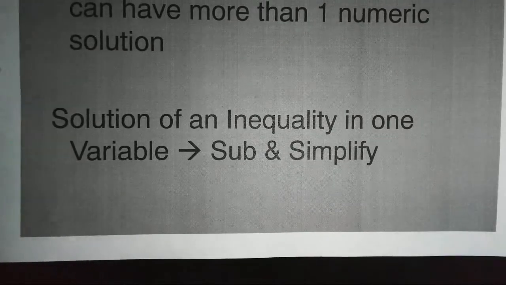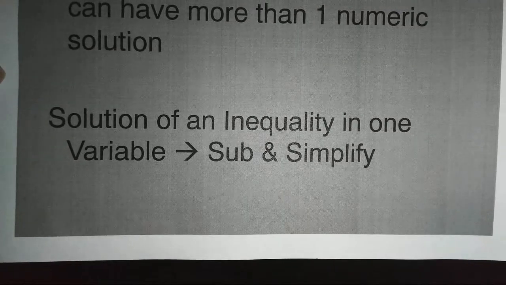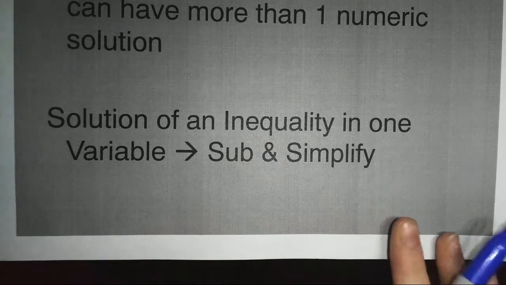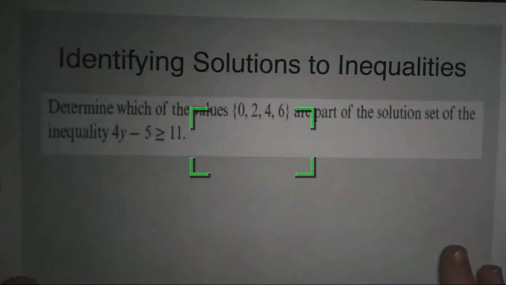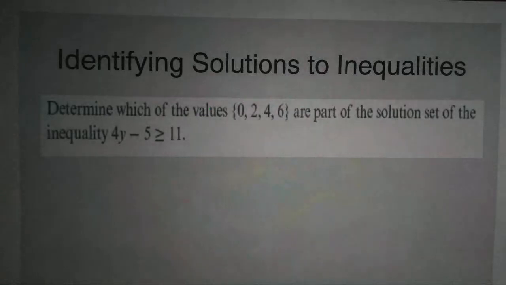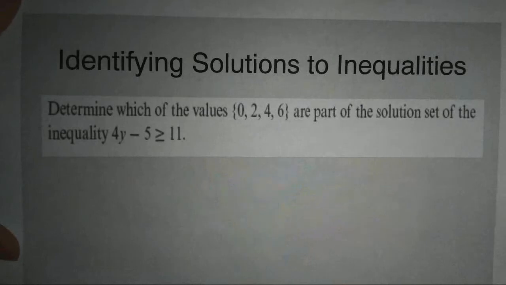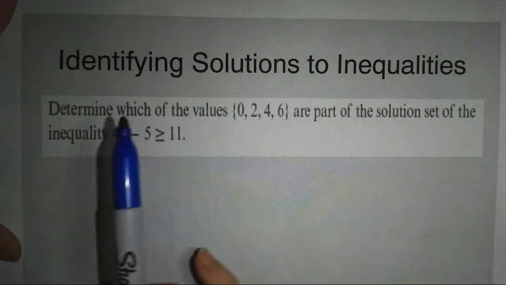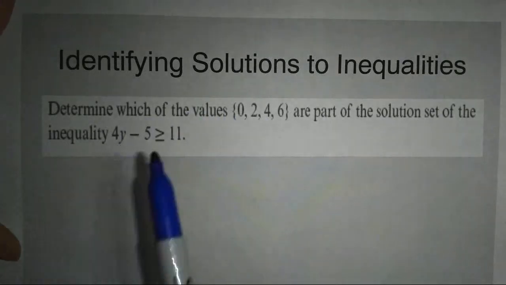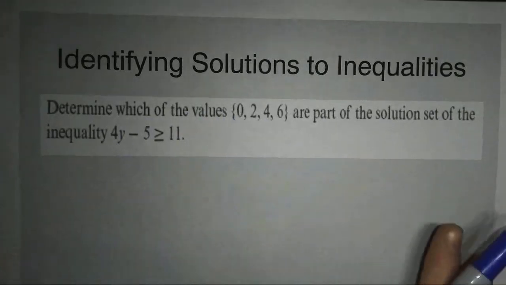Now, to identify a solution of an inequality in one variable, we have to sub in numbers and then simplify to see if they make the inequality true. And that's what we're going to do with our first example. So example 1 here needs to be in your notebook. We need to determine which of these four values, 0, 2, 4, and 6, are part of the solution set of the inequality 4y minus 5 is greater than or equal to 11. What we're going to have to do here is take each of these values and sub them into our inequality for y, simplify them, and see if it makes the inequality true.